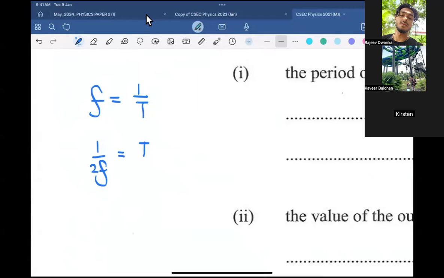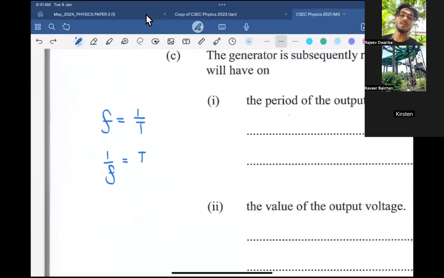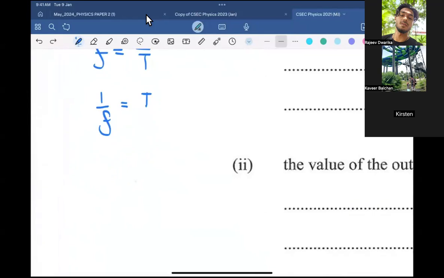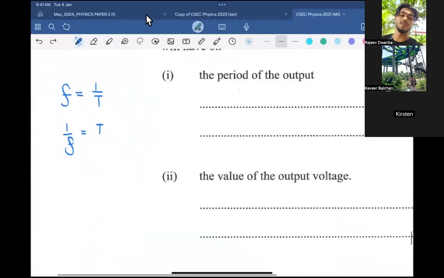If I double the frequency, I go half the periodic time. Watch again. 1 over F is equal to T. But if I increase my frequency by 2 times, my periodic time is now a half of what it once was. It's an inverse relationship. Let me explain that one more time, and let me try to help you understand it.